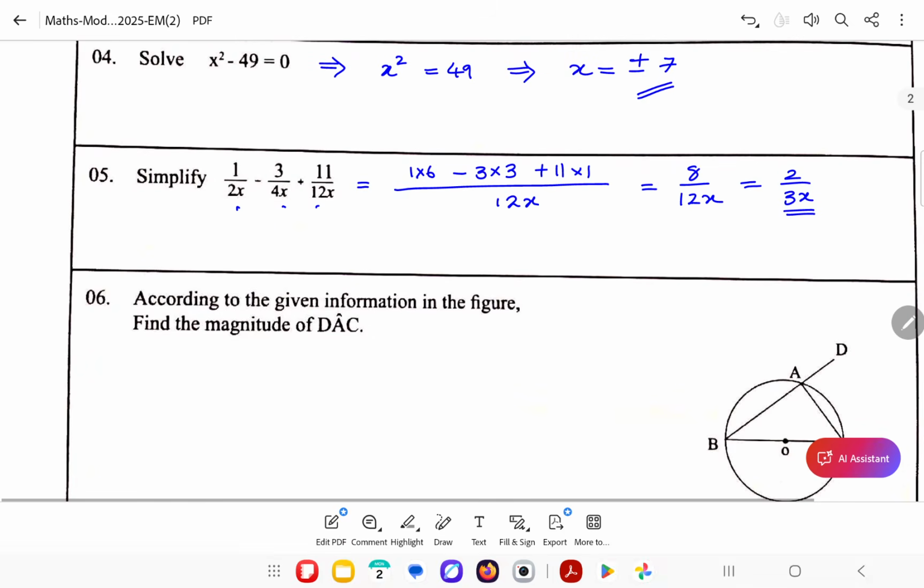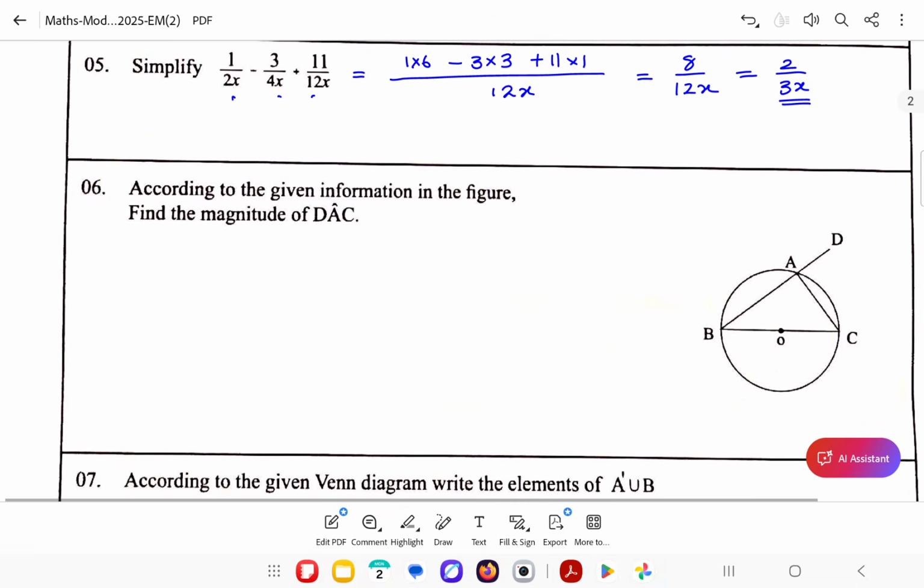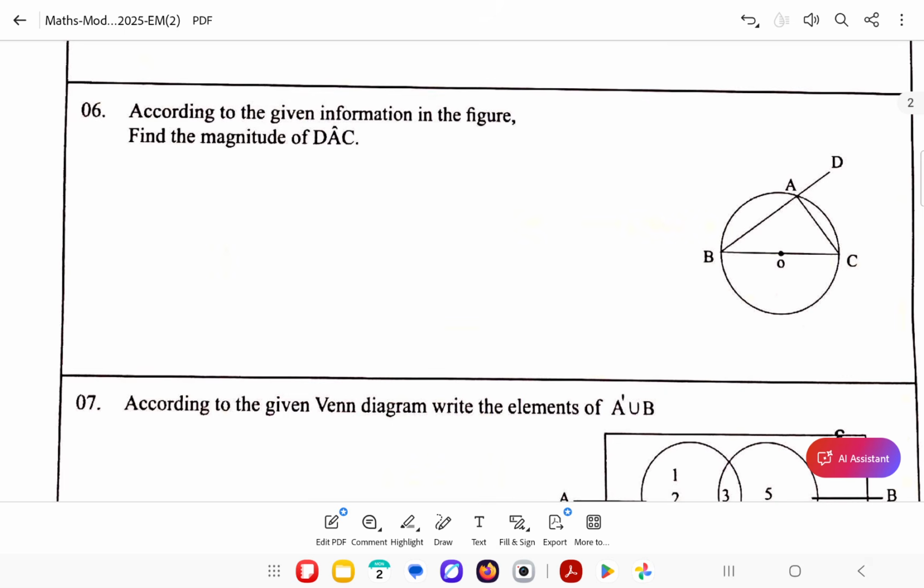Right. Then let's look at number 6. According to the given information in the figure, find the magnitude of DAC. Right. We need to find this angle theta. BC is a diameter. So then this angle has to be 90, no?